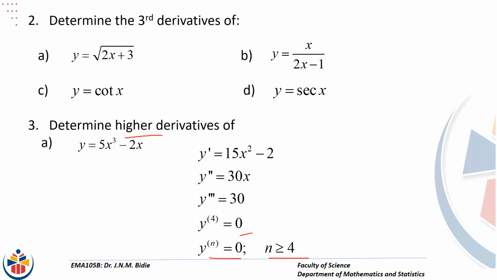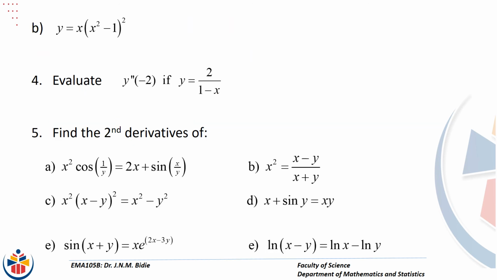Let's do one more. We go to B. We have y equal to x times (x squared minus 1) all squared. For me, I would simplify y and write it out as a polynomial. I can see that the highest power of x will be 5. So I'll have a polynomial of the fifth order, then find all the derivatives until I get to the derivative that will give me a 0, and then conclude.